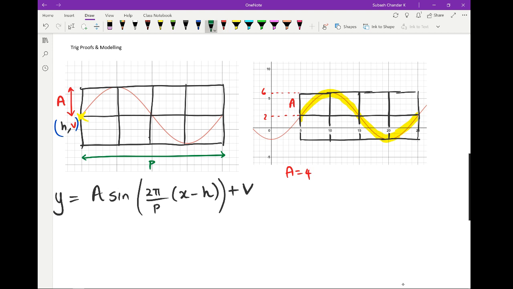Next, I want to have a look at the period. The period is the start of the sine graph all the way to the end of the sine graph, and if you look at it, it's going from 5 to 25. So that means the period equals 20.